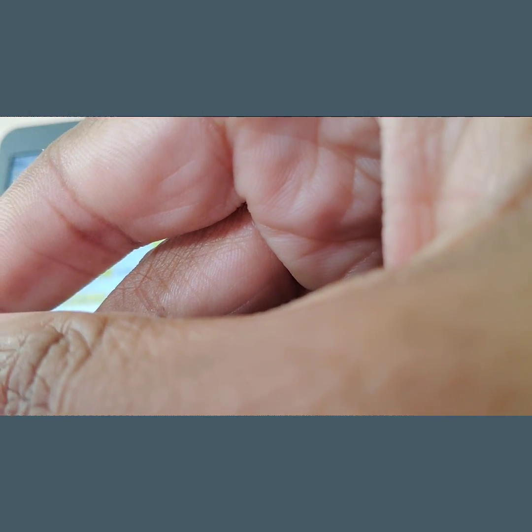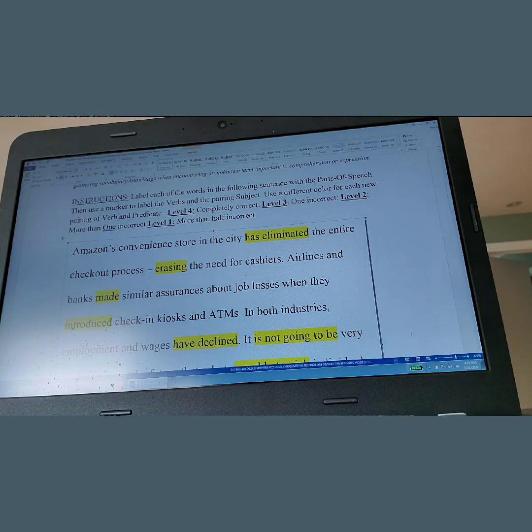Let's go back to the top. So Amazon's convenience store in the city has eliminated. So if you eliminate something, you get rid of it, right? The entire checkout process, erasing the need for cashiers. So two things are happening there. Someone has eliminated something, right? So that's the first detail. And then the second detail is someone is erasing something else, all right?